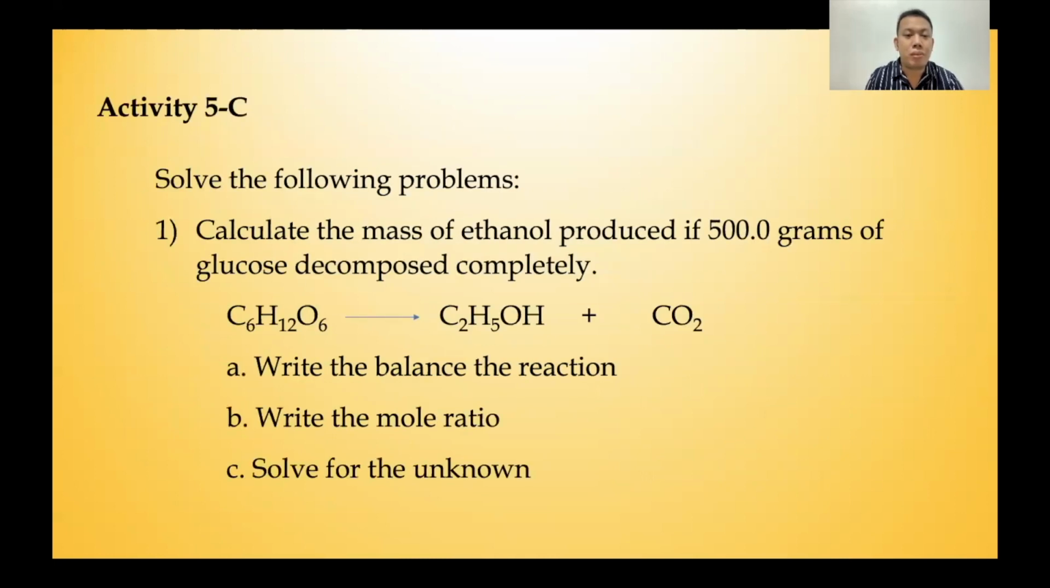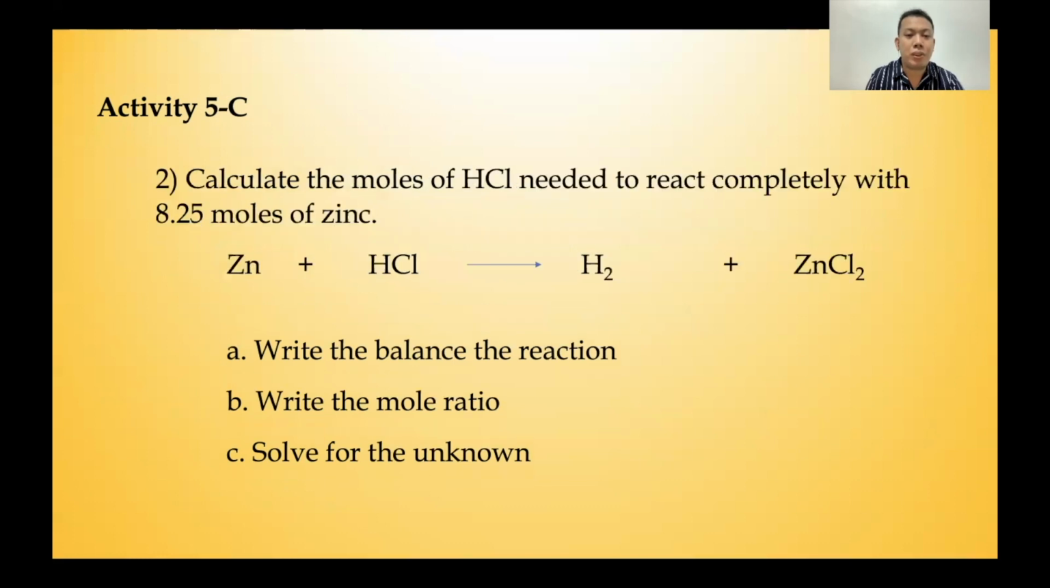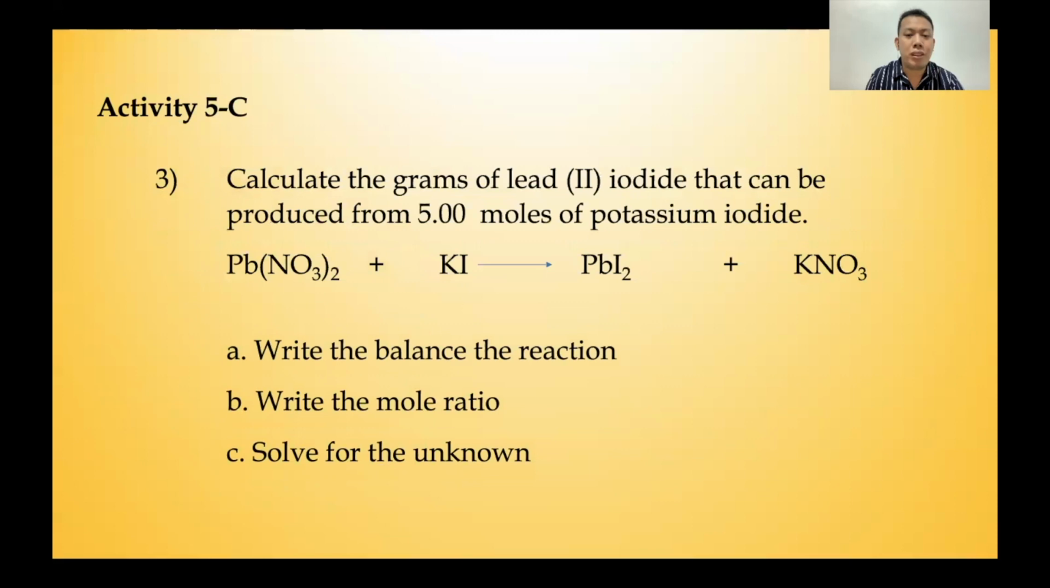All right. So for your Activity 5C, solve for the following. You have here the first one. These are not yet balanced. That's why one of the questions is that you have to write the balanced equation, or balance the reaction, write the mole ratio, and then solve for the unknown. For number two, the same but a different chemical equation. And for the third one, the same but a different chemical equation.